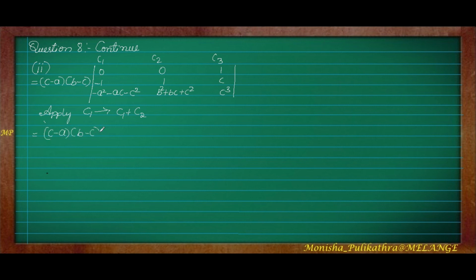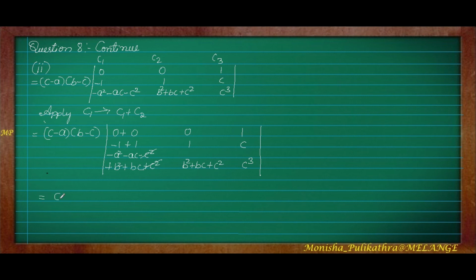C minus A and B minus C will remain as it is. Here C1 plus C2: 0 plus 0, here minus 1 plus 1. Here the whole thing has to be added, that is minus A square minus AC minus C square. And since we have to add it, you write plus B square plus BC plus C square. This is the first column. And the rest of the columns you write all the elements as it is. There is no change in those, because only for column 1 we have made changes here. So 1, C and C cube.